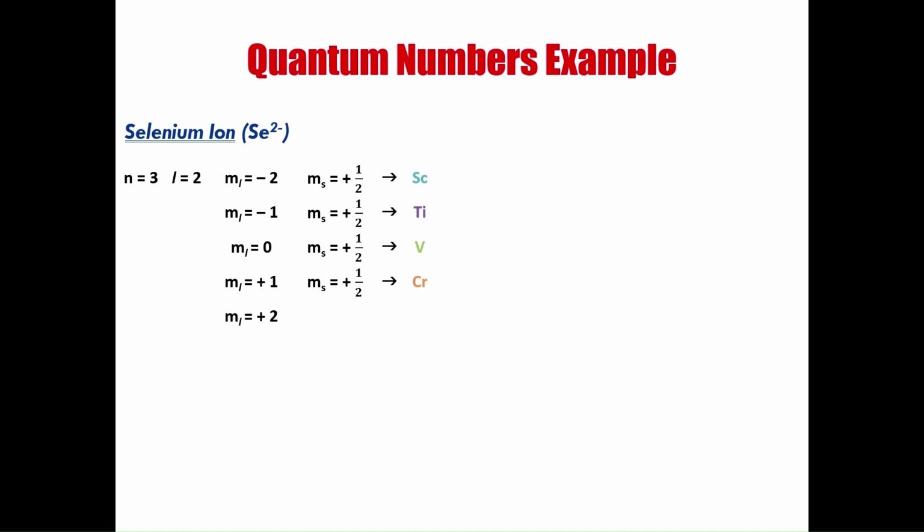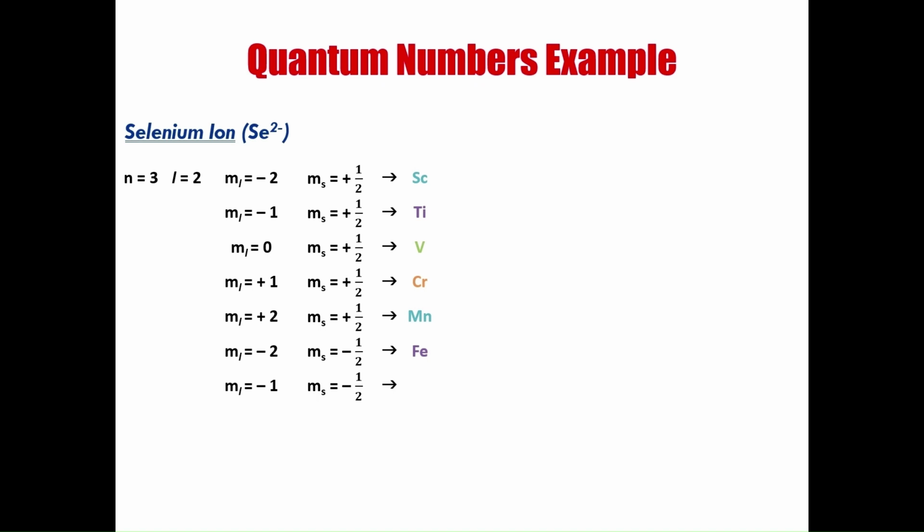So this is the end of my range for the d orbitals. Positive spin, and manganese. So now that I've filled my d orbitals with a positive electron, I'm now going to double up those d orbitals with a negative spin electron. So I'm going back now to negative 2. I'm going to place a negative spin electron, and I get iron.